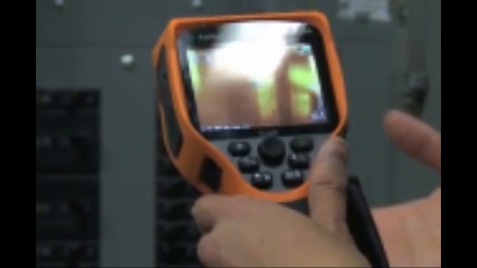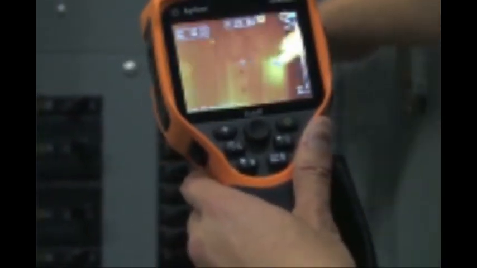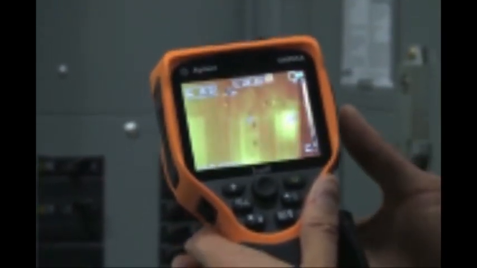If I was an electrical maintenance worker, I might be interested in taking off this panel and inspecting those wires, or maybe tracing the circuit and figuring out why it's so hot.